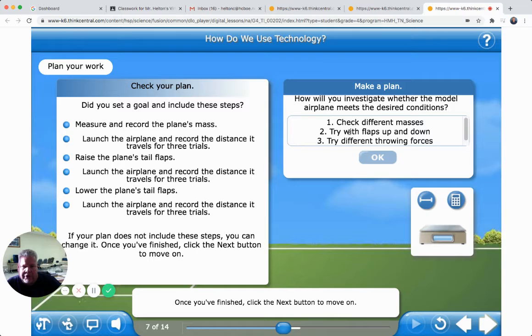Well, I guess the only part we didn't put in our plan, we should have probably put that we're going to try it 3 trials because there were 3 boxes there to fill in. So we can go back and add it. We'll put try these things 3 times.